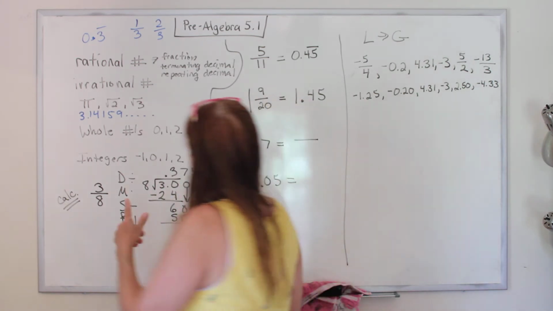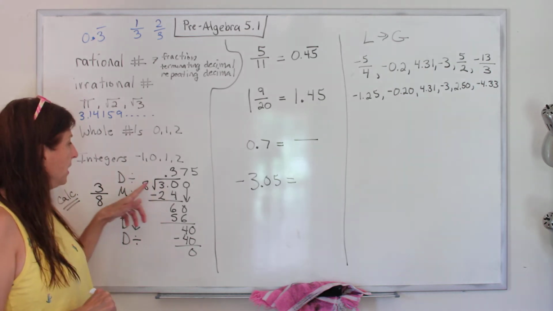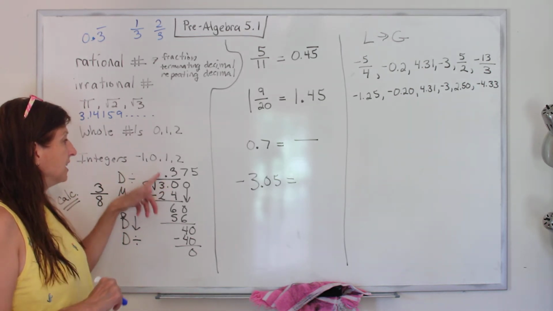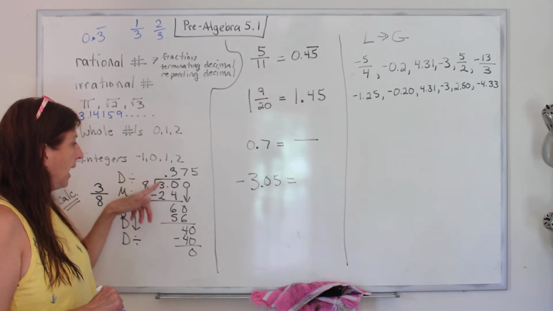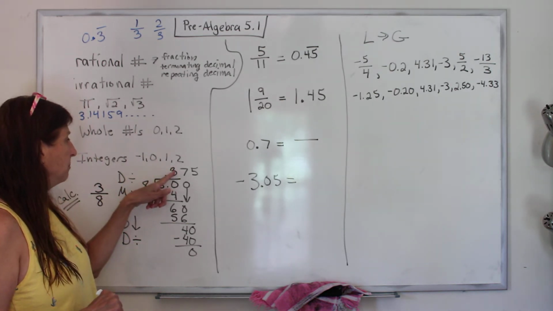All right, so you start off with Dracula. So you say, does 8 go into 3? No. Does 8 go into 30? Yes. So you bring your decimal up. How many times does 8 go into 30? It goes 3 times. So now we multiply.